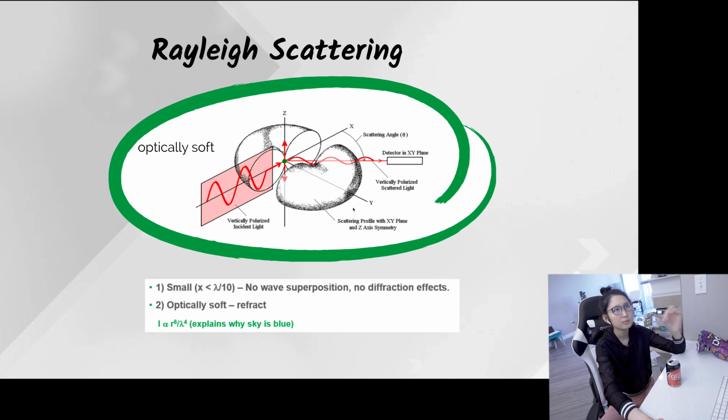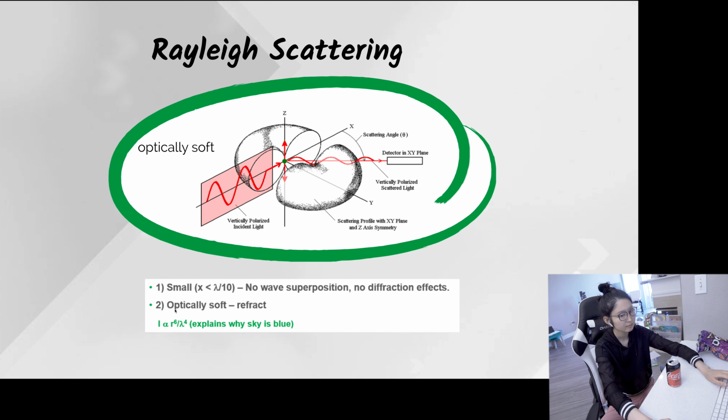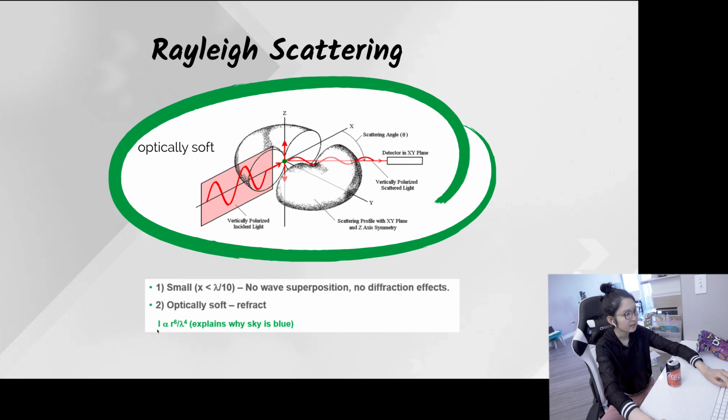When the particle is small enough, the distance is too small, so it doesn't allow wave superposition. The second condition is that the particle needs to be optically soft, meaning there's only refraction. As a result of Rayleigh scattering, the scattered light intensity is proportional to the radius to the 6th power divided by the wavelength to the 4th power. And this really explains why the sky is blue.